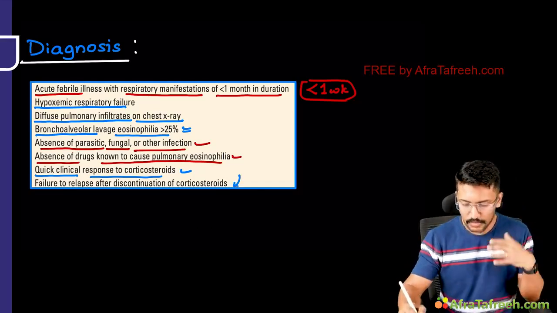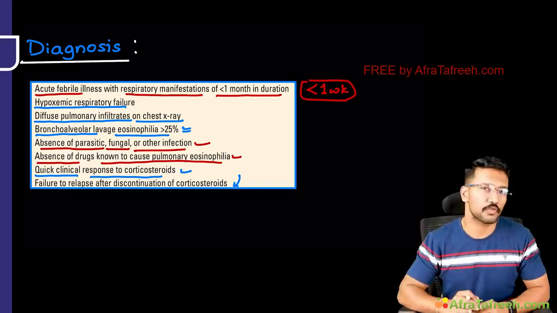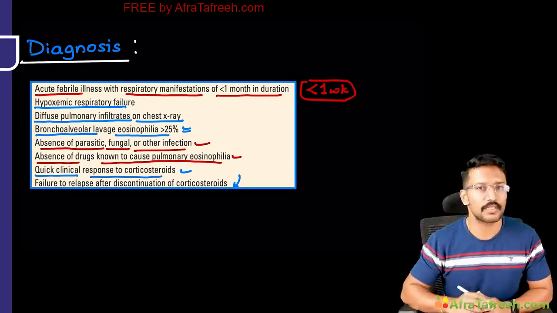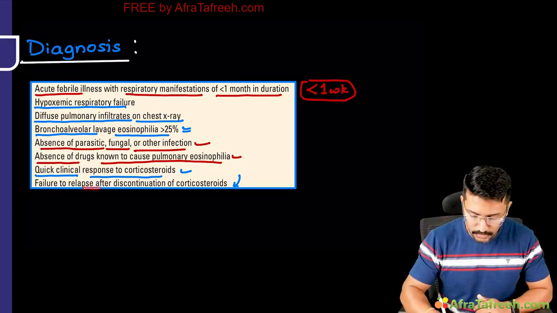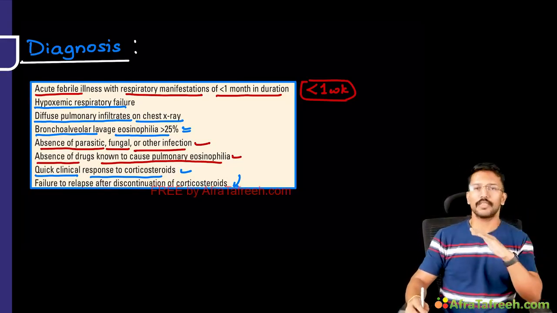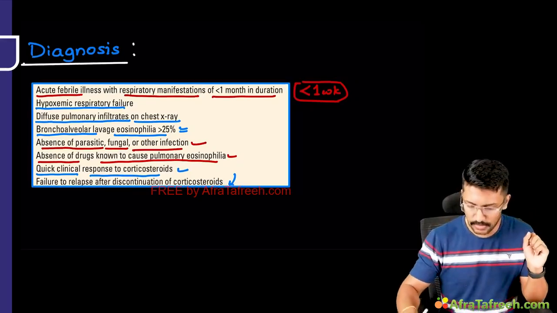It is something that helps us to differentiate it from chronic eosinophilic pneumonia and other conditions where there is pulmonary eosinophilia. That is a failure to relapse. So it is like a monophasic illness. In most cases, it is not going to relapse. Even if the person continues to smoke, the relapse rate is extremely low. Okay, so this is the diagnostic criteria.